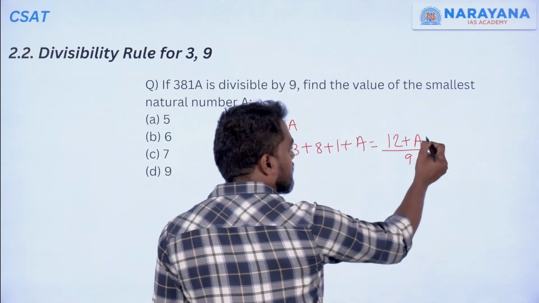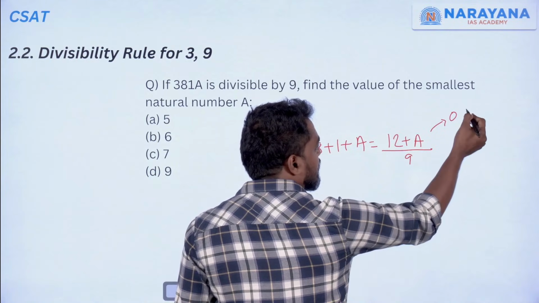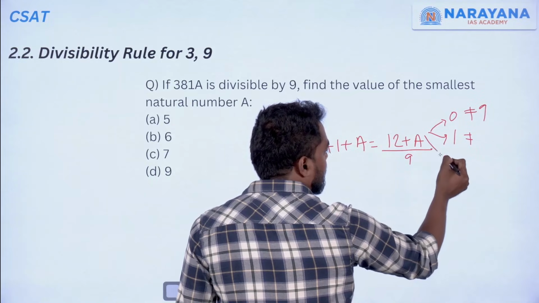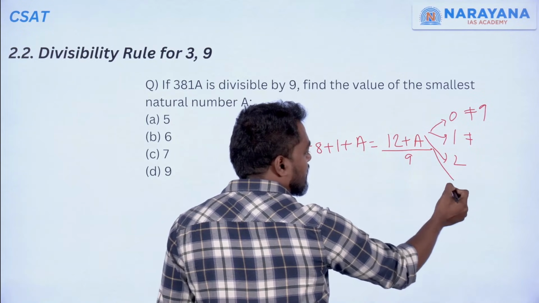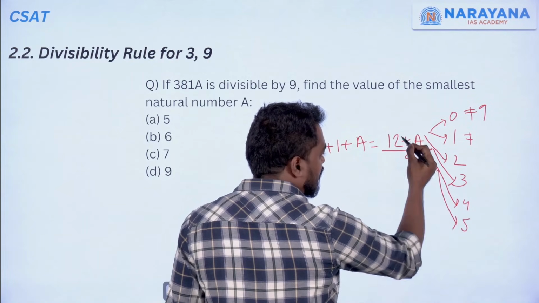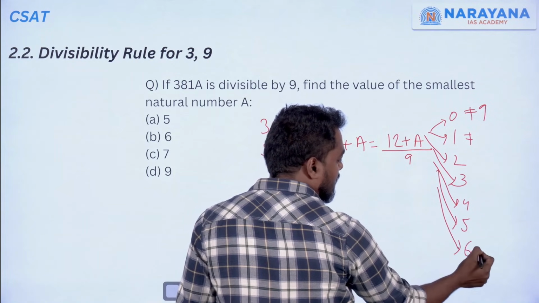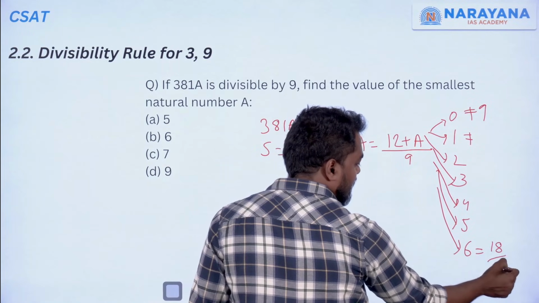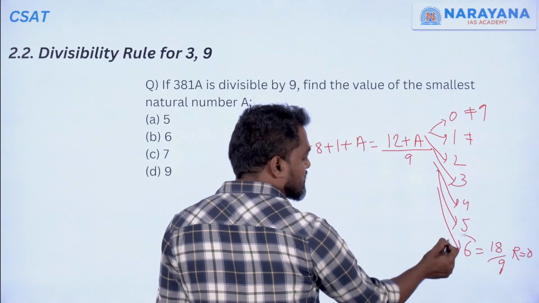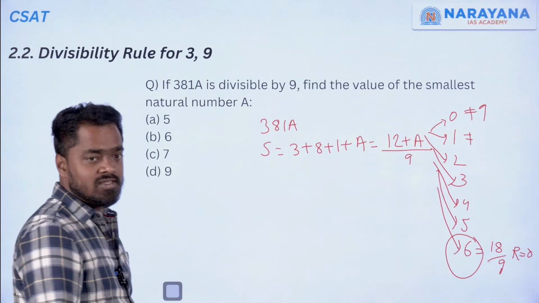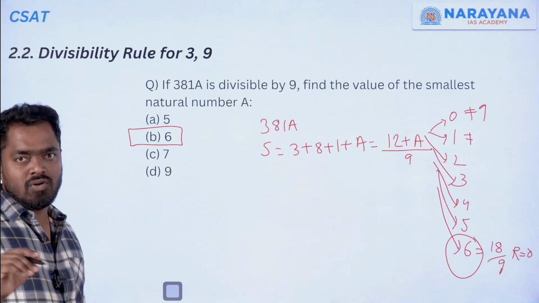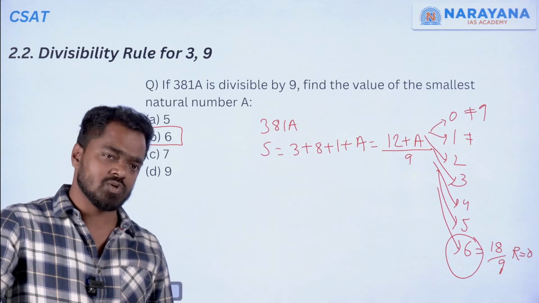So if you take 0, 12 plus 0 is not divisible by 9. Next, if you take 1, it's not divisible. If you take 2, 12 plus 2, 14, not divisible. 3, 12 plus 3, 15, not divisible. 4, 16, not divisible. 12 plus 5, 17, not divisible. 12 plus 6, that is 18, divisible by 9, so the remainder is 0. So what is the smallest possible number for a? That is 6.